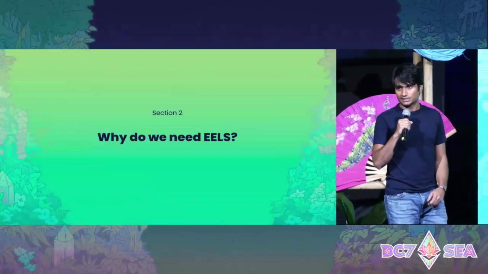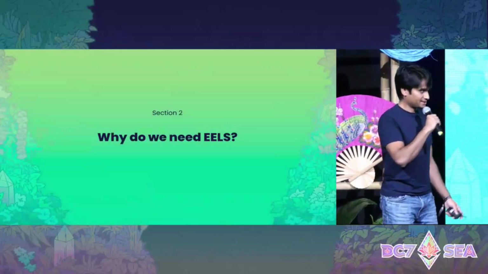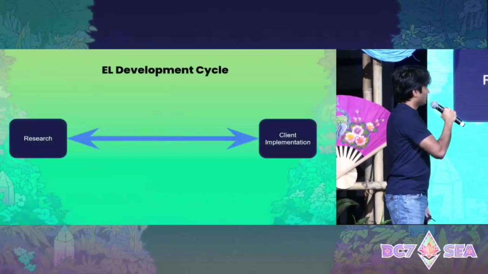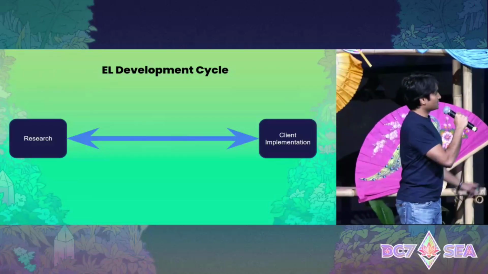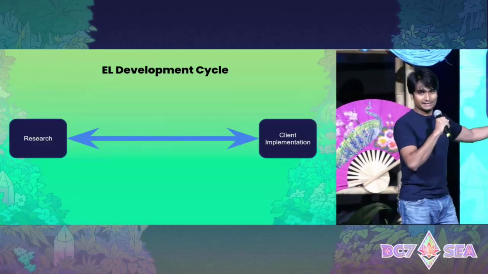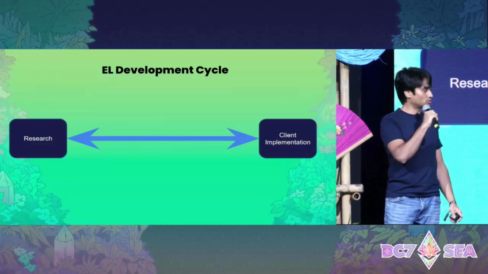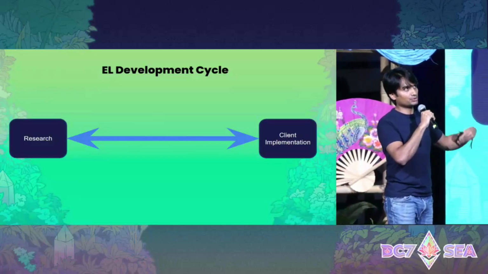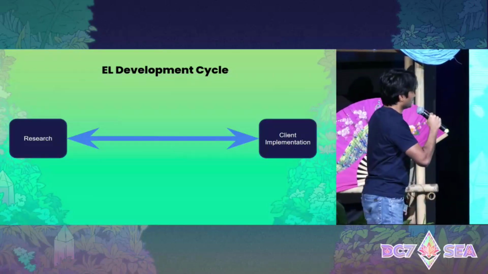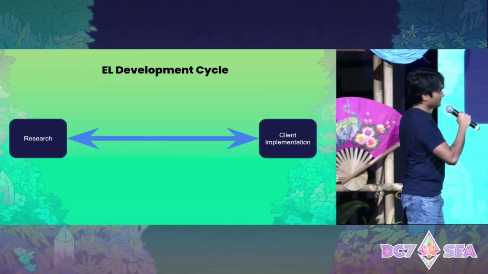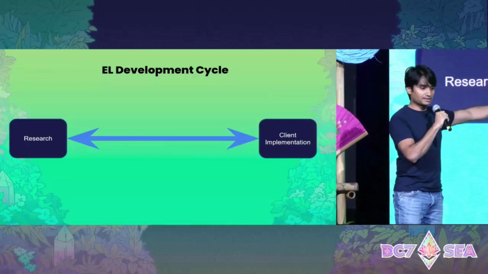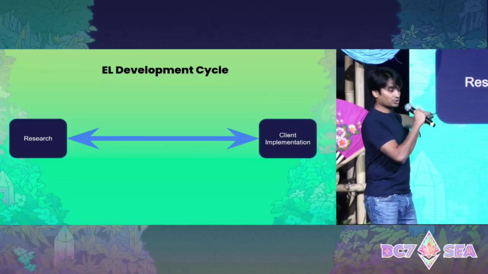The next question is, why do we need EELS at all? If I were to answer that question, I would like to first look at the EL development cycle that goes on right now, that is, how new things are added to the execution layer. Typically, when I talk about the development cycle, these are the two ends of that cycle, where on the one hand, you have research.